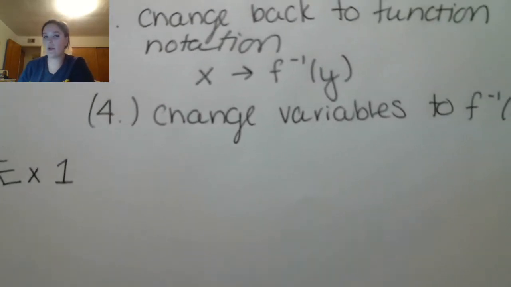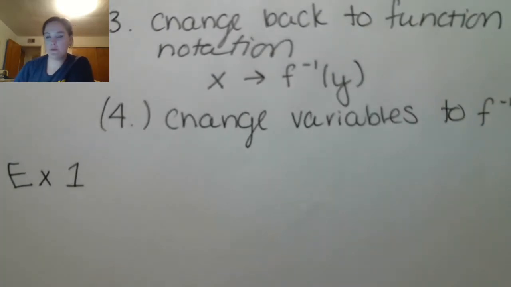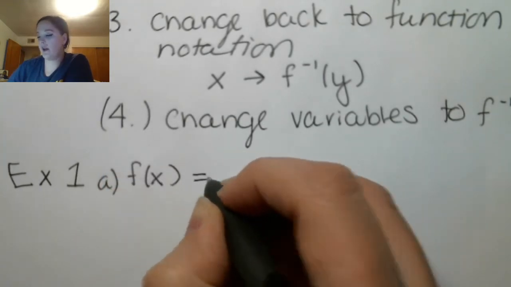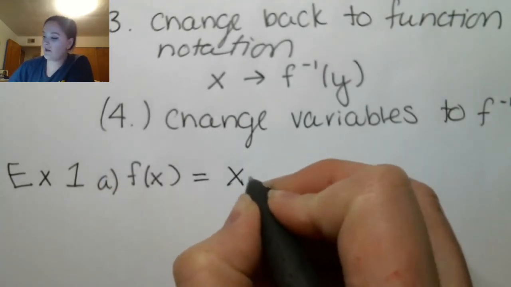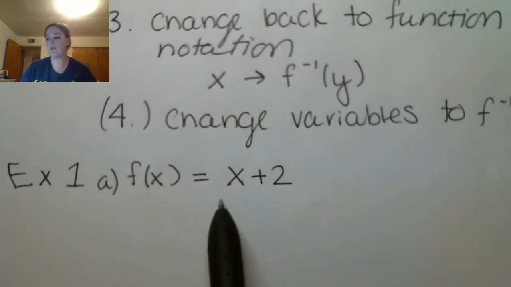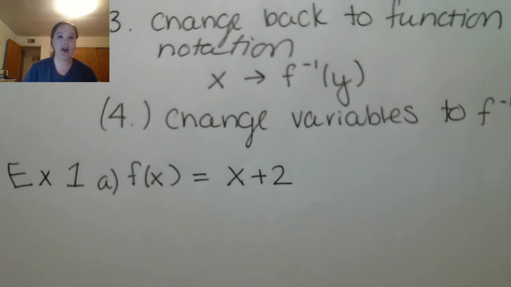We're going to start with an example that's not too tricky. So we have f of x is x plus 2. Now we conceptually know that this function takes a number and adds 2. We should also understand conceptually that the inverse of that operation would be to subtract 2. So hopefully we're going to end up with the solution being the function that takes a number and subtracts 2.